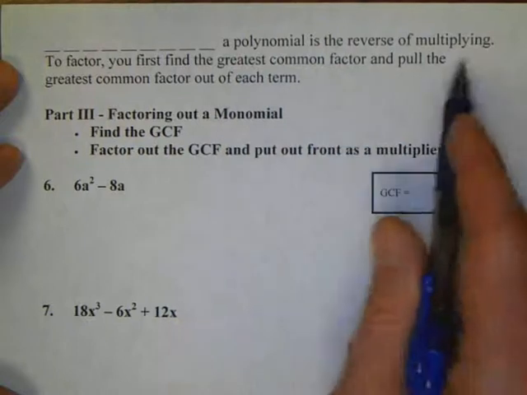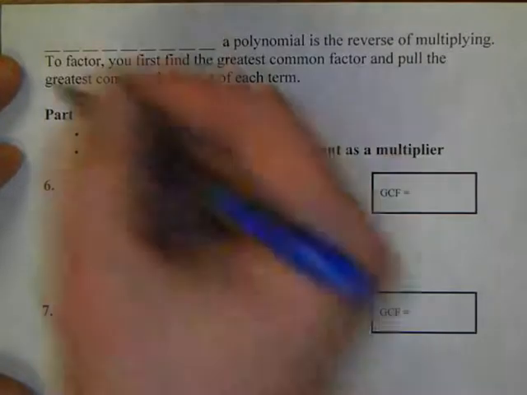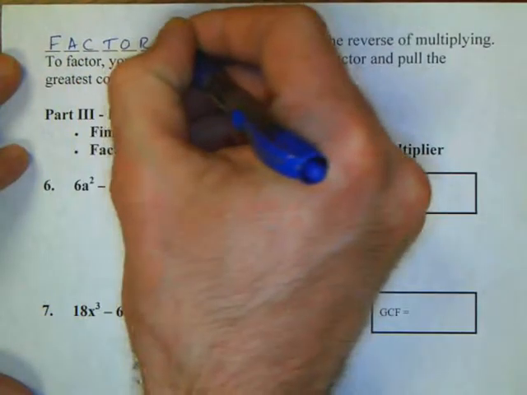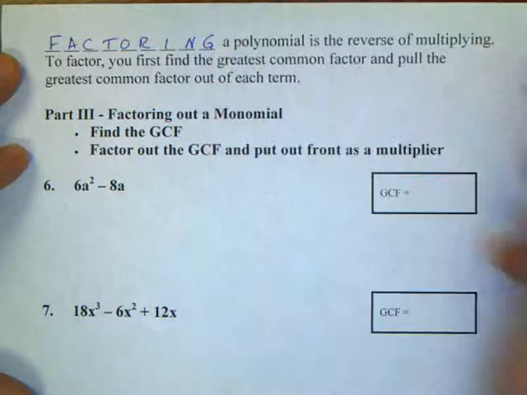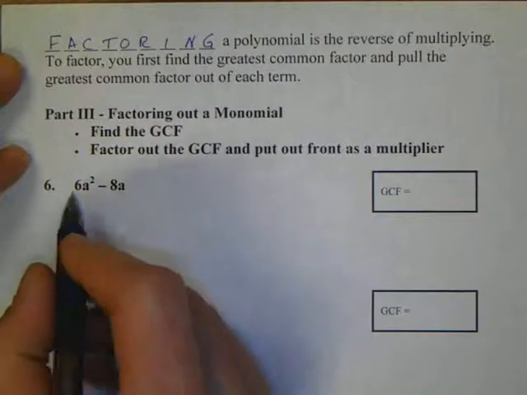A polynomial is the reverse of multiplying. What we've done on the first page is we talked about finding out what a GCF is. And as you know, GCF stands for greatest common factor. Well, the word that goes in here is called factoring. What we're going to talk about today and learn how to do today is something called factoring, and that is the reverse of multiplying. So let's just kind of jump right in here and go about it.